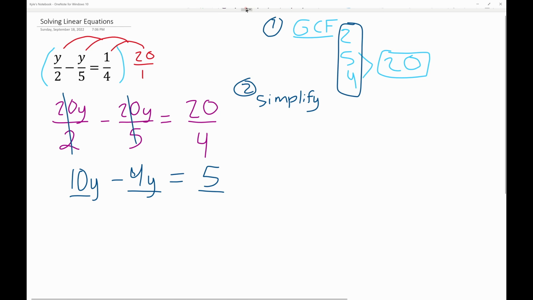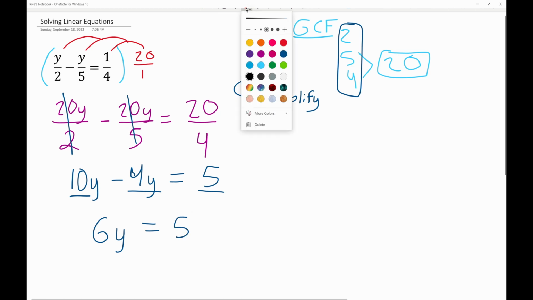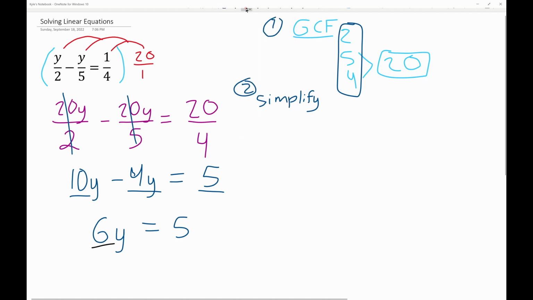So we use the greatest common factor method, we simplify it, and now we're just going to do this. 10 minus 4, that's 6. We're going to bring the y's with us. And then we have a 5 here. And the last thing we're going to do is divide. So we're going to divide by this 6. And we're going to end up with y equals 5 over 6.